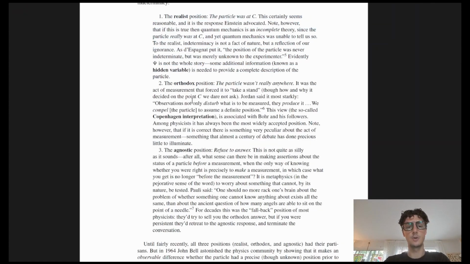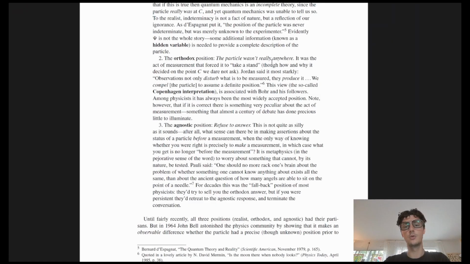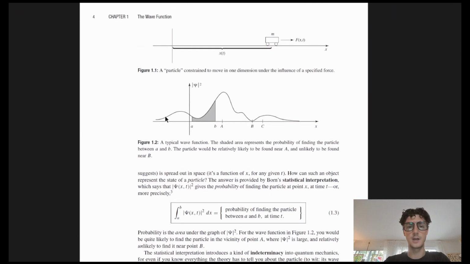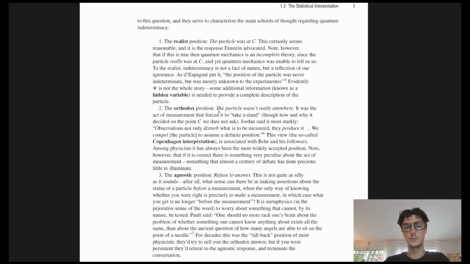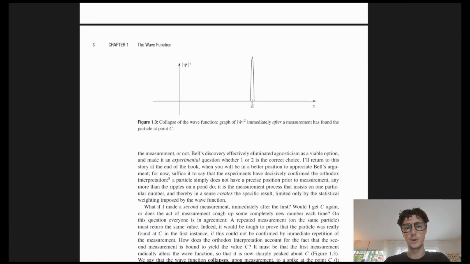They believe in this Copenhagen interpretation. The particle wasn't really anywhere. What does this mean? This is crazy. Basically, before you measure, the particle is in all locations at the same time. The particle lives kind of like a little wave or something, and then when you measure it, it collapses into a specific point, which is what they show you right here.